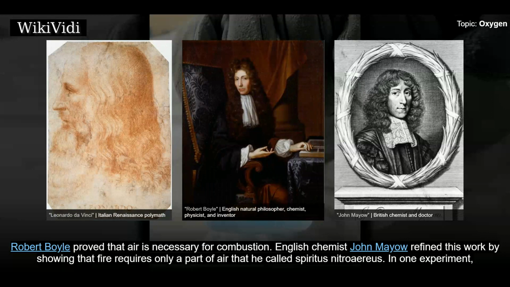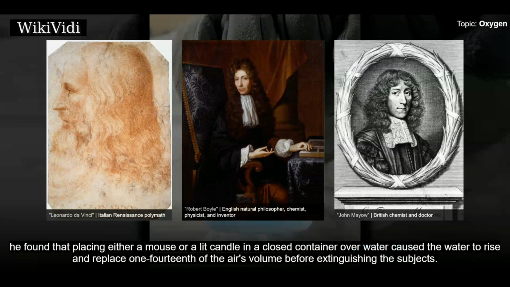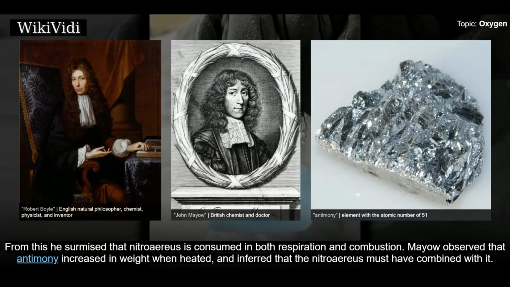English chemist John Mayow refined this work by showing that fire requires only a part of air that he called spiritus nitroaereus. In one experiment, he found that placing either a mouse or a lit candle in a closed container over water caused the water to rise and replace 1/14 of the air's volume before extinguishing the subjects. From this he surmised that nitroaereus is consumed in both respiration and combustion.